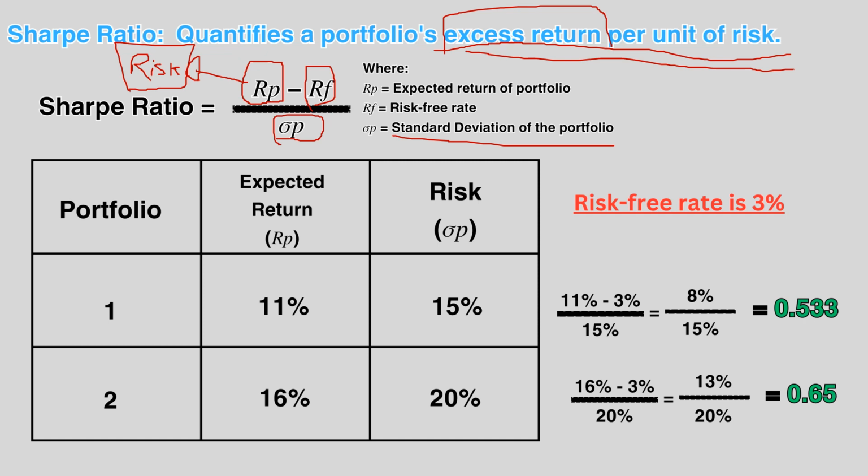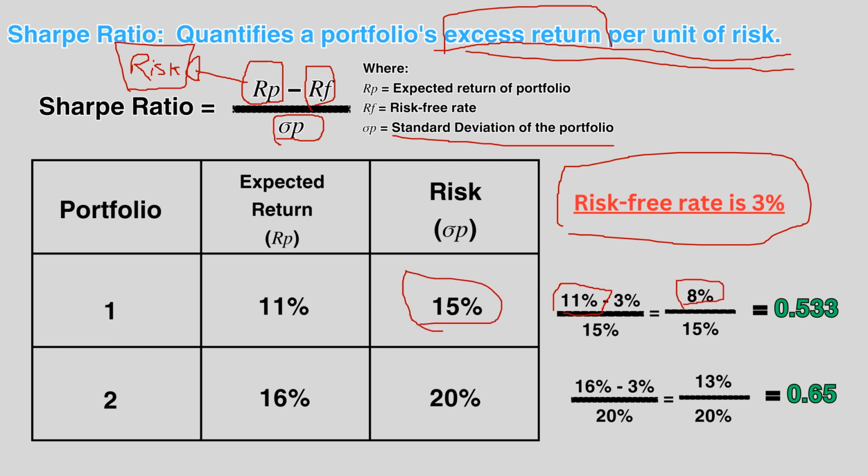We have two different portfolios: portfolio 1, which has an expected return of 11% and a risk of 15%, and portfolio 2, which has an expected return of 16% and a risk of 20%. To calculate the Sharpe ratio, first we'll do portfolio 1. We're going to sub in the expected return of 11%, and subtract the risk-free rate of 3% from that, which gives us 8%, and we're going to divide it by the risk of 15%, and 8% divided by 15% gives us 0.533.